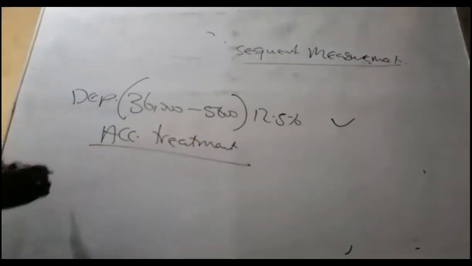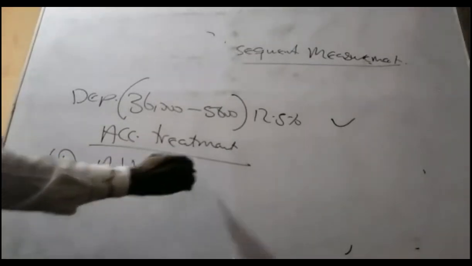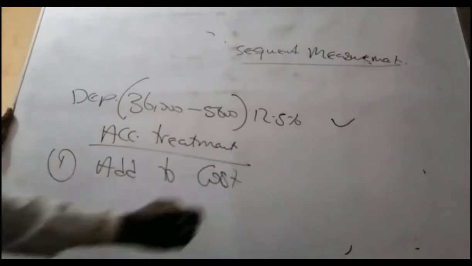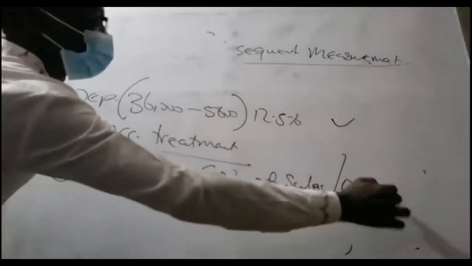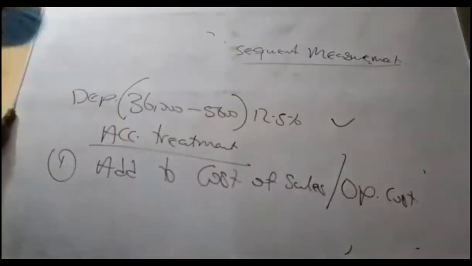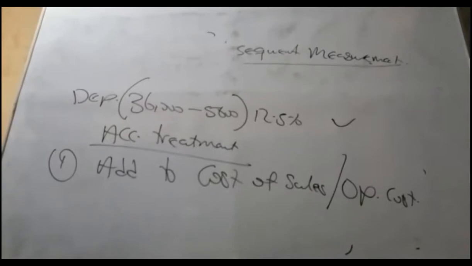Two treatments. Treatment number one, add it to either cost of sales or the operating cost. Cost of sales or operating cost. Good. Sometimes they'll inform you where to treat it.